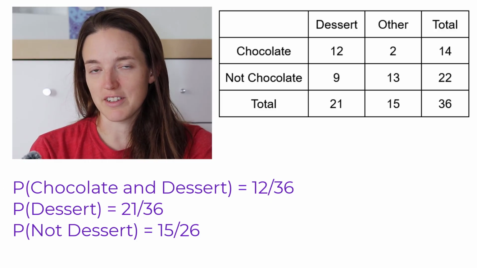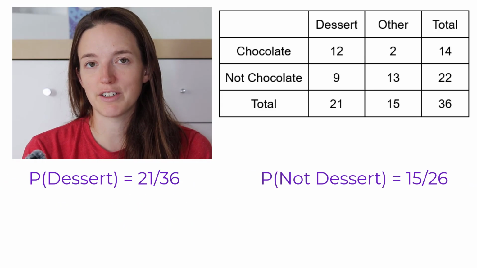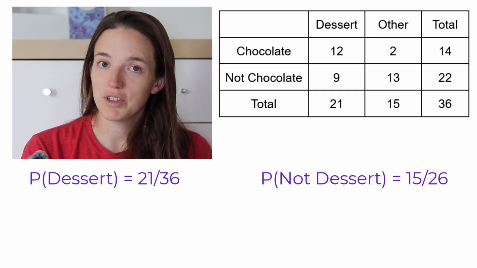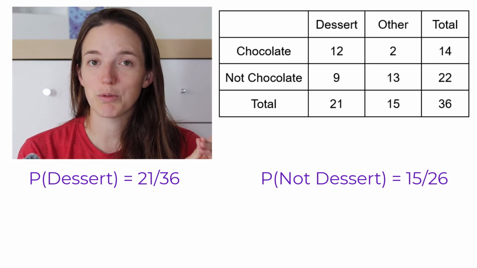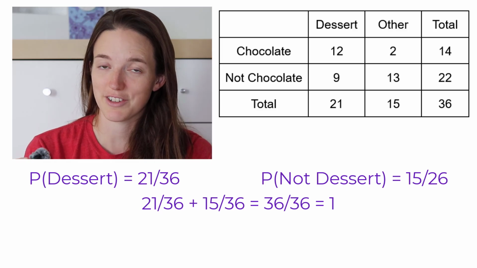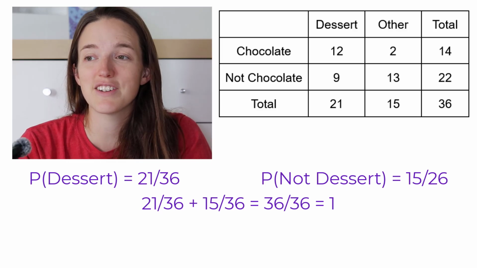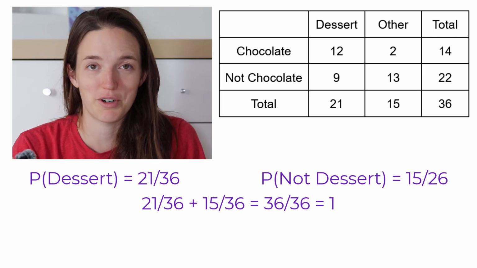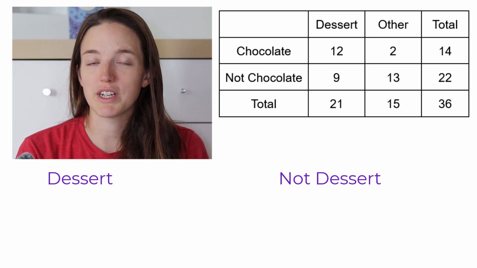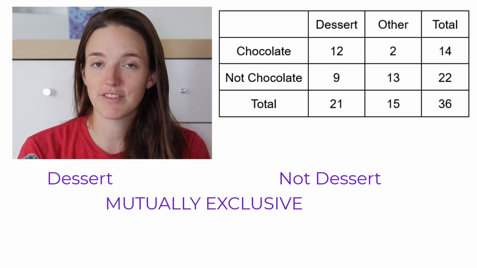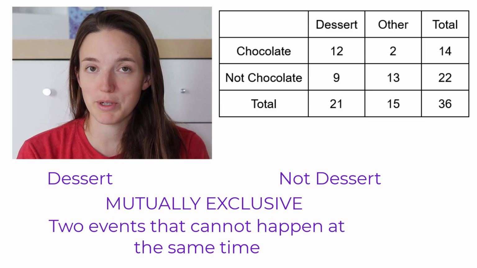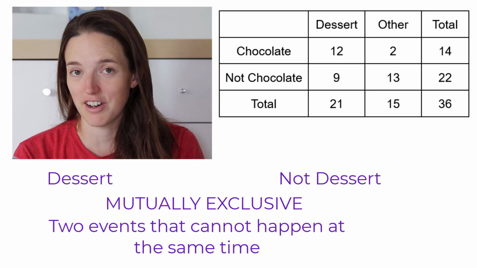Let's compare 2 of these numbers. The probability that a randomly selected recipe is a dessert recipe and the probability that it's not a dessert recipe. You will notice that these 2 fractions add together to equal 1. The probability that a randomly selected recipe is dessert or not dessert is 1. It's 100%. It's guaranteed. If I pick something, it's either going to be dessert or not dessert. There's no third option. So the events dessert and not dessert would be considered mutually exclusive. That means they cannot happen at the same time. There's no way for me to pick one recipe that is both a dessert recipe and not a dessert recipe at the same time.